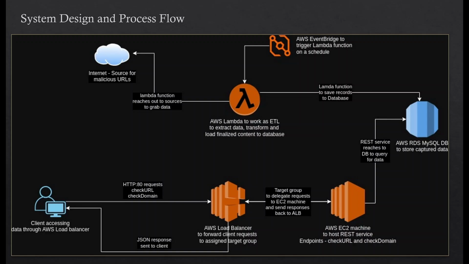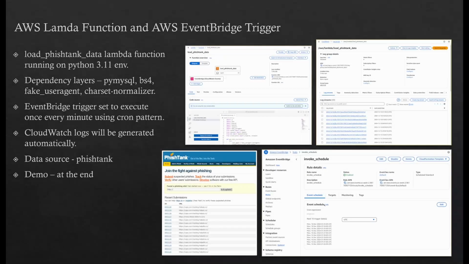Under part 2, the clients or users can access the system and query the information through the AWS Load Balancer. The load balancer accepts the client request and will delegate that through target group to an EC2 which hosts the REST services. The REST service has two endpoints right now. One is check URL and the second is check domain. Both these endpoints will help us to query the system either through a URL or through a domain to identify if a given input is a malicious URL or a good URL. Let's take a look at the Lambda function and the EventBridge trigger.